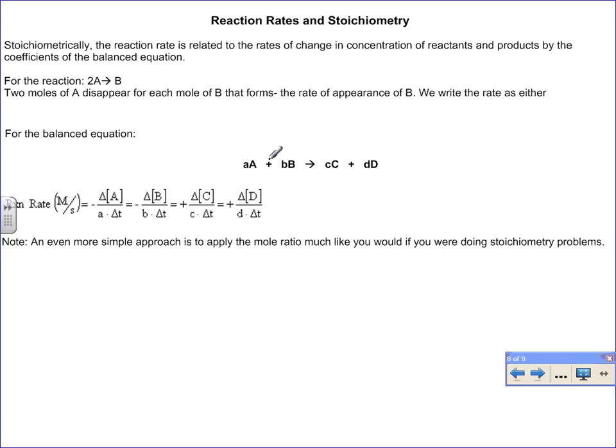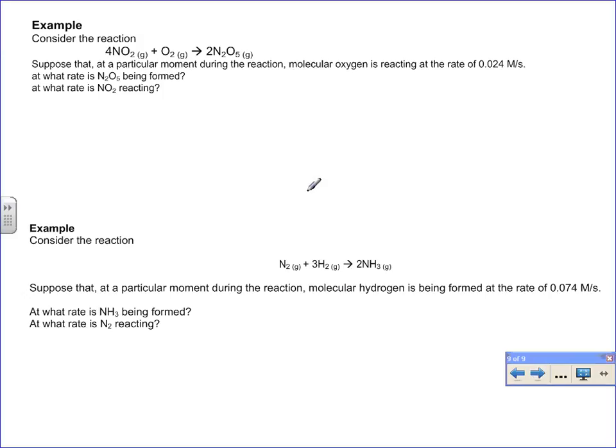We're going to use the stoichiometry to relate the rates of one reactant to another or to a product. So let's look at an example here. We've got this reaction: 4NO2 plus O2 going to 2N2O5. It says, suppose that at a particular moment during the reaction, the molecular oxygen is reacting at a rate of 0.024 mole per liter per second. So rate is the change in concentration over time. That's why the units are molar per second, which is really the same as mole per liter per second. Change in concentration as a function of time.